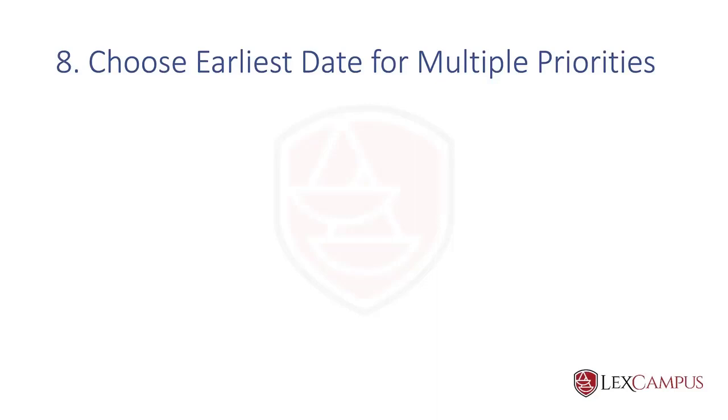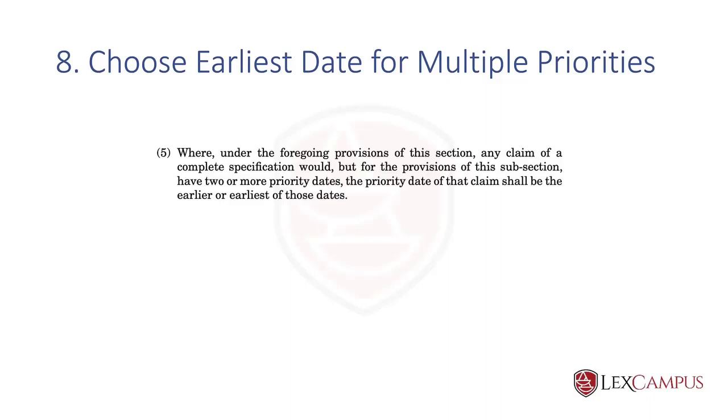The eighth point to remember: when a single claim has multiple priorities, choose the earliest date. You always want to choose the earliest priority because you don't want to be hit by any intervening priority. So when there are multiple priorities for the same claim, choose the earliest date. We get this from subsection 5, where under the foregoing provisions of this section, any claim of a complete specification has two or more priority dates, the priority date of the claim shall be the earlier or earliest of those dates. So sometimes claims will have multiple priorities, and you choose the earliest priority.